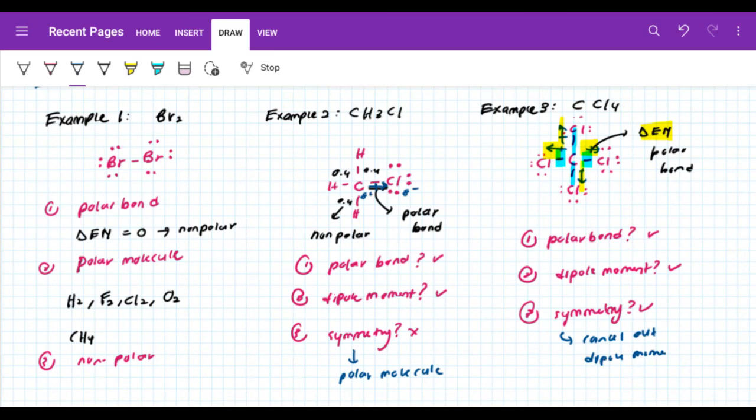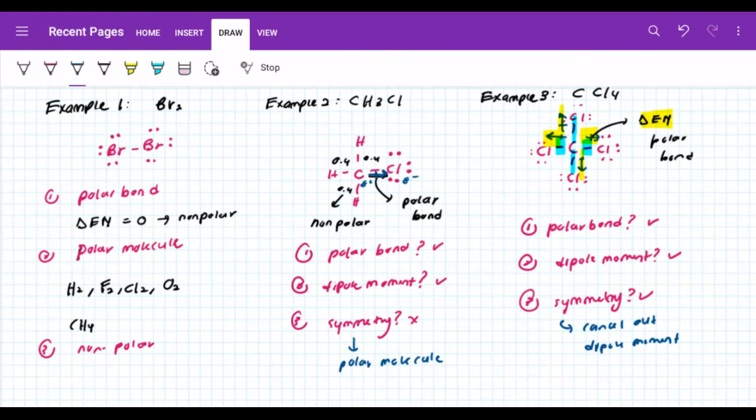Even though it has a force of attraction, because the force of attraction is equal to the right, left, top and bottom, we can assume that the dipole moment is cancelled out. If the dipole moment is cancelled out, it will exist as a non-polar molecule. So even though it has polar bonds and dipole moments, because of its symmetry, the dipole moments cancel out and it still exists as a non-polar molecule. So these are just a few tips on how to identify polar and non-polar molecules. Thank you.